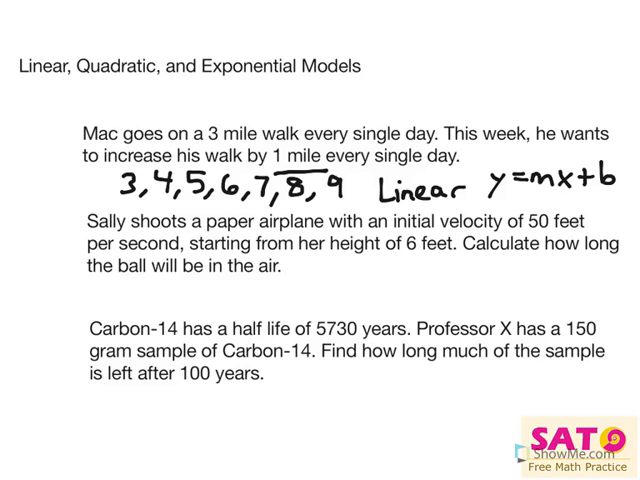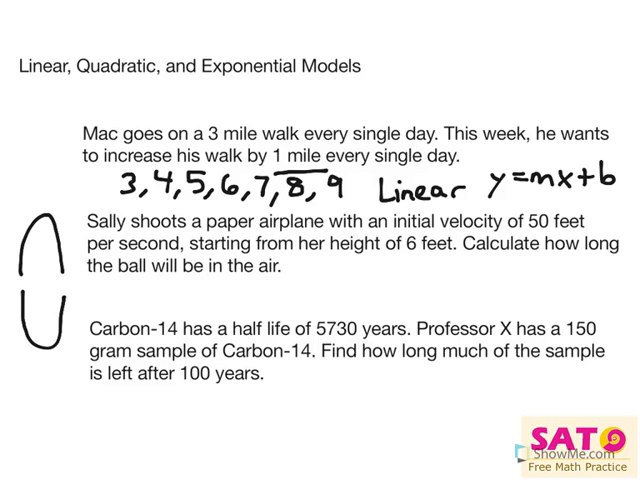For the next one, Sally shoots a paper airplane with an initial velocity of 50 feet per second, starting from her height of 6 feet. Calculate how long the ball will be in the air. These problems are a little harder to see at first, but you know that normally, because a parabola is a U shape, it's normally upside down or right side up. These problems normally have to do with shooting projectiles into the air, firing something, making something fly, or a bridge.